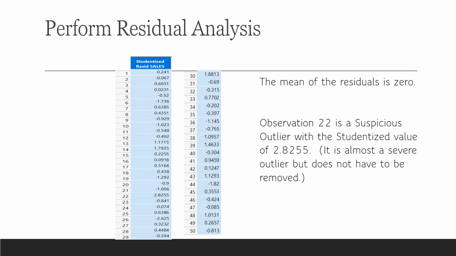Before I start predicting, though, I want to perform the residual analysis. Remember, the mean of the residuals is always 0 based on the nature of regression. When I look down the studentized residual column, I'm looking for any value between 2 up to 3, and that would be suspicious. And lo and behold, observation 22 has a studentized value of 2.8255. That is suspicious but not severe. I don't have to remove it from the model. None of the rest of the studentized residuals are large, so we'll go on to the next step.